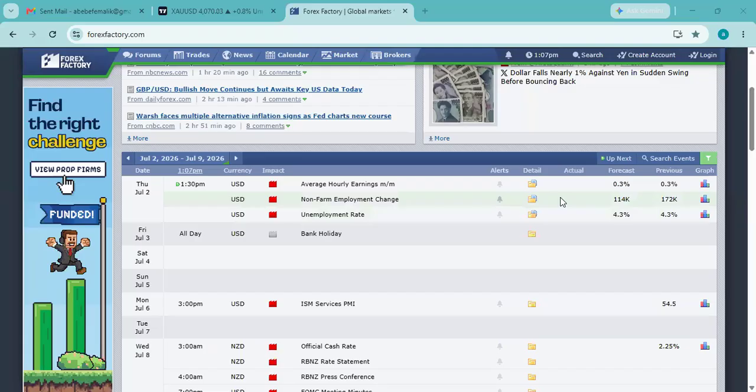So if we see a figure come out as low as 112, 110, 109, that means the United States dollar should be weak. So if you are the type of person that likes to trade pairs that have USD as the base, USD JPY, USD CAD, USD NZD, whatever pair be the case, you should be looking to do what?